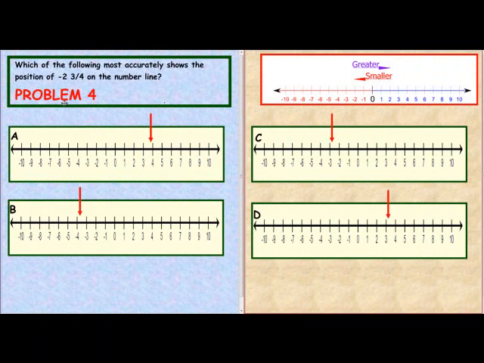Problem 4. If you would, you should have another student up at the video. Now, as a bonus, we have one more problem after this one, and it's a tough one. But let's look at this one. Which of the following most accurately shows the position of -2 3/4 on the number line? Here's your answers again, A, B, C, and D. If you would, pause the video while you figure out your answer. Thank you.